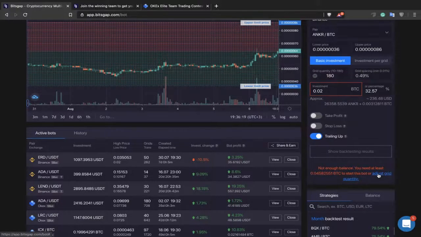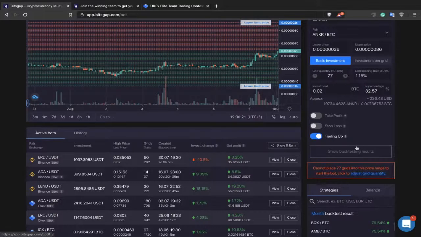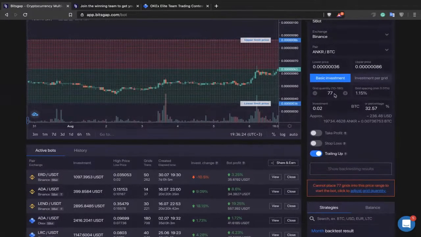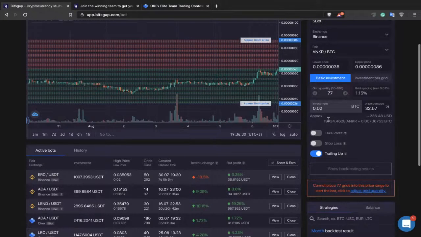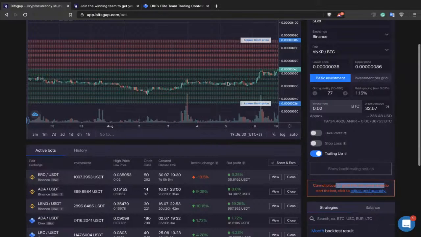So the system will automatically reduce, and you see it has reduced it down to 77 grid levels in total, whereas before we had 180. But for some reason it says that you cannot place 77 grids into the price range. Okay, so let's now make some manipulations with the price range.